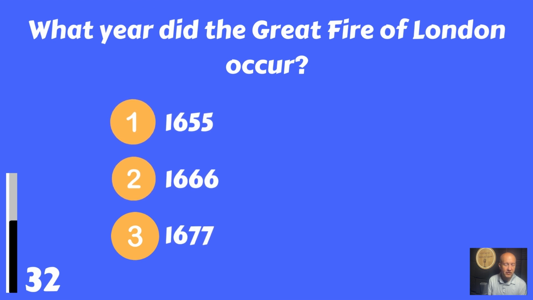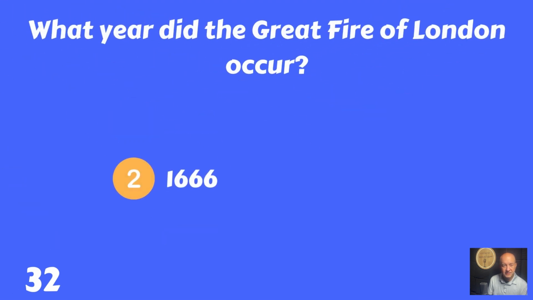What year did the Great Fire of London occur? Was it 1655, 1666, or 1667? The Great Fire of London occurred in 1666.